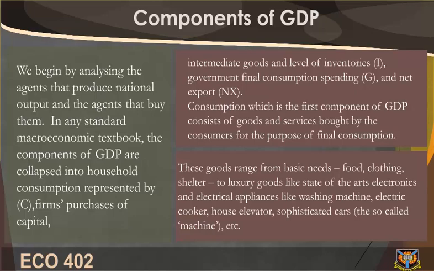Consumption, which is the first component of GDP, consists of goods and services bought by the consumers for the purpose of final consumption. These goods range from basic needs, food, clothing, shelter to luxury goods like state-of-the-art electronics and electrical appliances like washing machine, electric cooker, house elevator, sophisticated cars, etc.